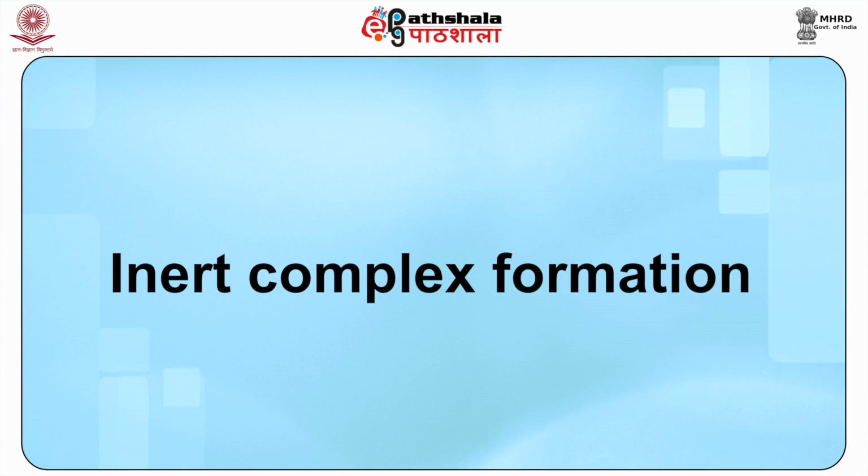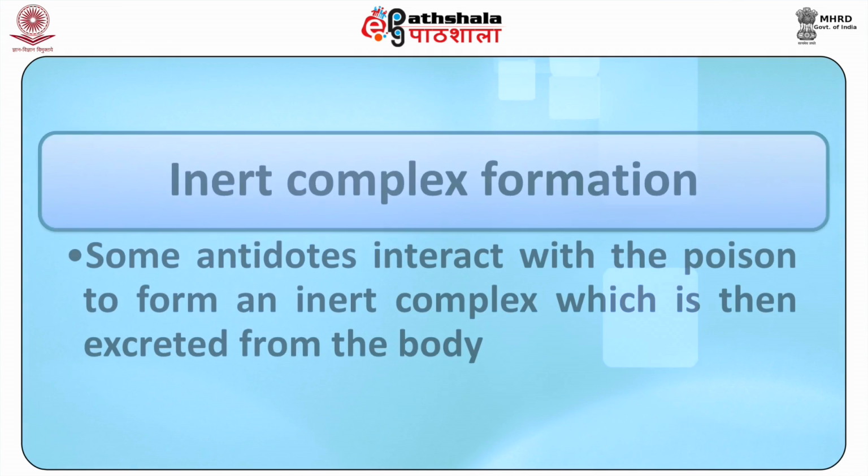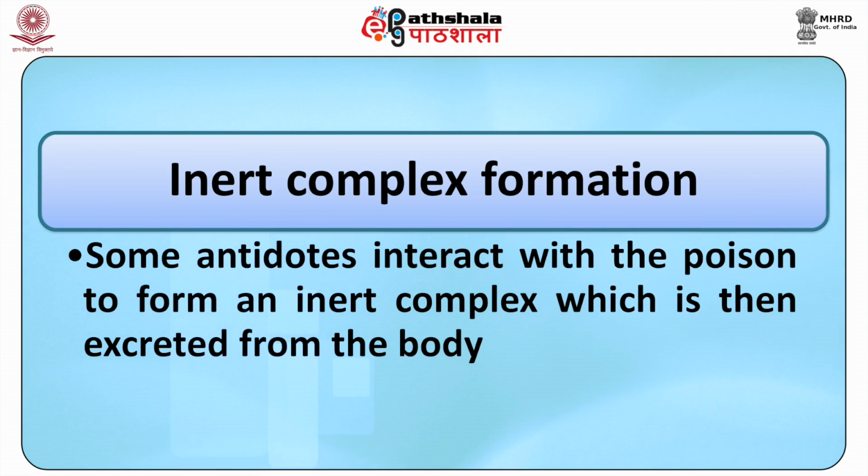Antidotes work in any one of a number of ways. Common modes of action of antidotes are as follows. The first one is inert complex formation. Some antidotes interact with the poison to form an inert complex which is then excreted from the body. Examples: chelating agents for heavy metals, Prussian blue for thallium, specific antibody fragments for digitoxin, dicobalt edetate for cyanide, etc.